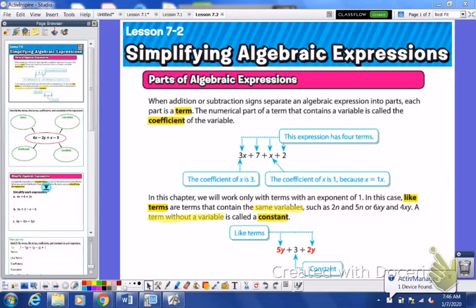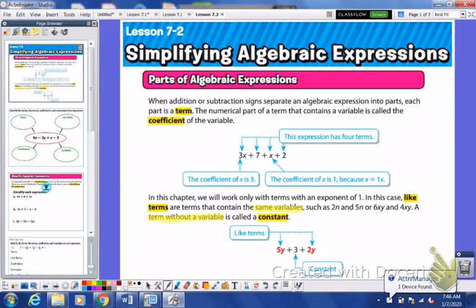Okay, section 2, we're going to start talking about simplifying algebraic expressions. So before we can simplify, we need to know what the different parts are. When addition or subtraction terms separate an algebraic expression into parts, each part is called a term. The numerical part of the term that contains a variable is called the coefficient.